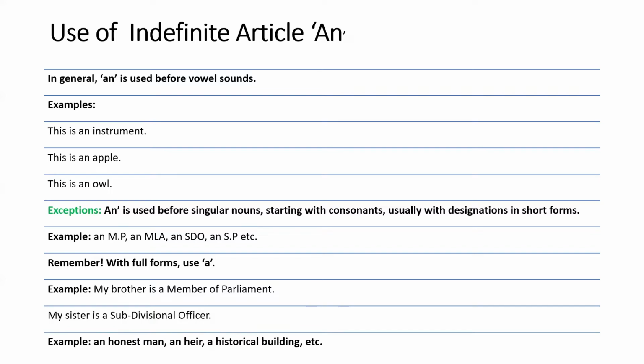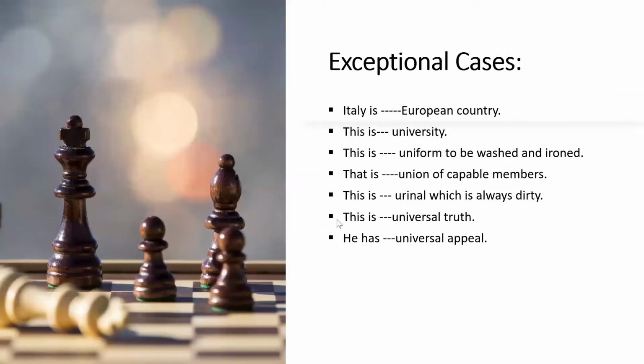We cannot say an historical building, no. Here H is accented, it is not mute, it is pronounced very well. A historical building. This is a historical building. So when you learn, please interpret it thoroughly. I've given a few sentences here for practice, and this comes under exceptional cases.